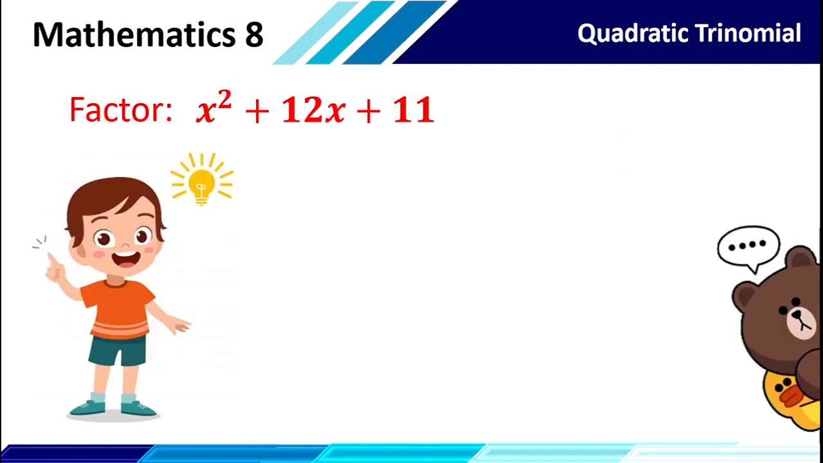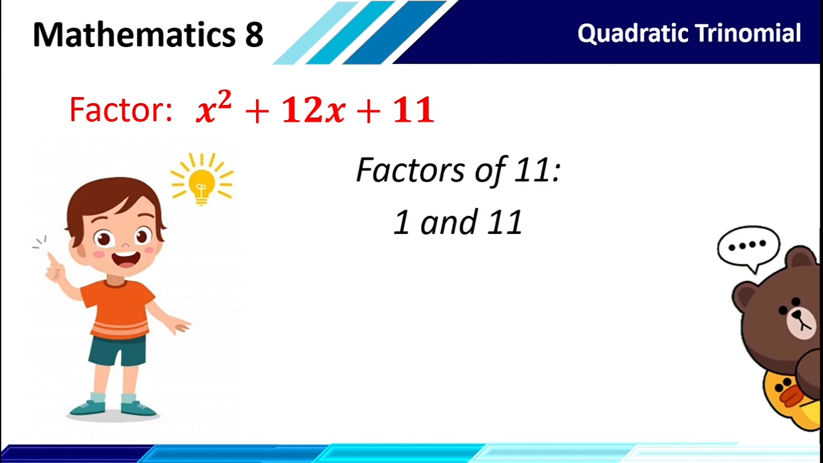Let's have our first example. We have here x squared plus 12x plus 11. Our first step is to list down all the factors of 11. Because 11 is a positive number, we are looking for factors with the same signs. So the factors are 1 and 11, and negative 1 and negative 11.